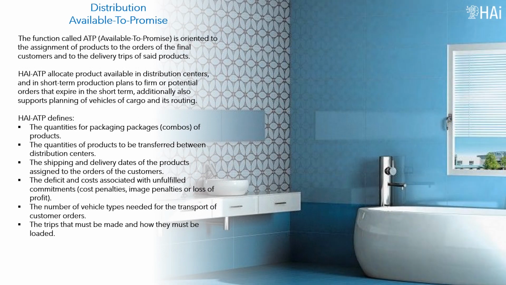Available to promise in distribution activities. The function called ATP, available to promise, is oriented to the assignment of products to the orders of the final customers and to the delivery trips of said products. HIGSU ATP allocates product available in distribution centers, and in short-term production plans, to firm or potential orders that expire in the short term. Additionally, it also supports planning of cargo vehicles and their routing.